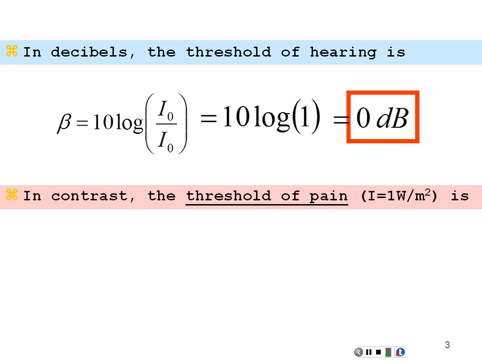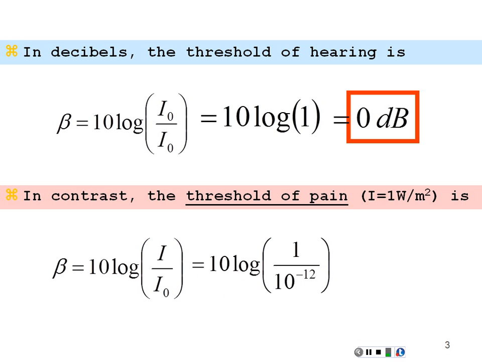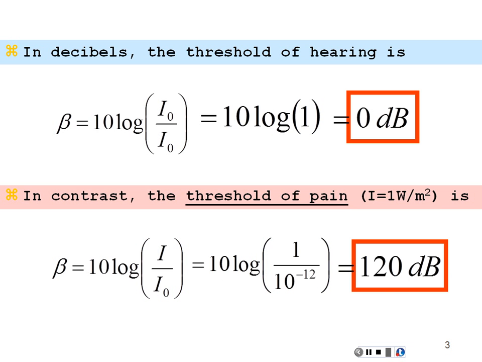In contrast, the threshold of pain, which corresponds to an intensity of 1 watt per meter squared, has an intensity level of 10 log 1 over 10 to the minus 12, which would be the log of 10 to the 12. And if I took the 12 and decremented that down, I would have 120 times the log of 10, which is 120 decibels. So we're talking about human hearing as a range between 0 decibels at the threshold of hearing to 120 decibels at the threshold of pain. And that is now a scale that we're more able to deal with.